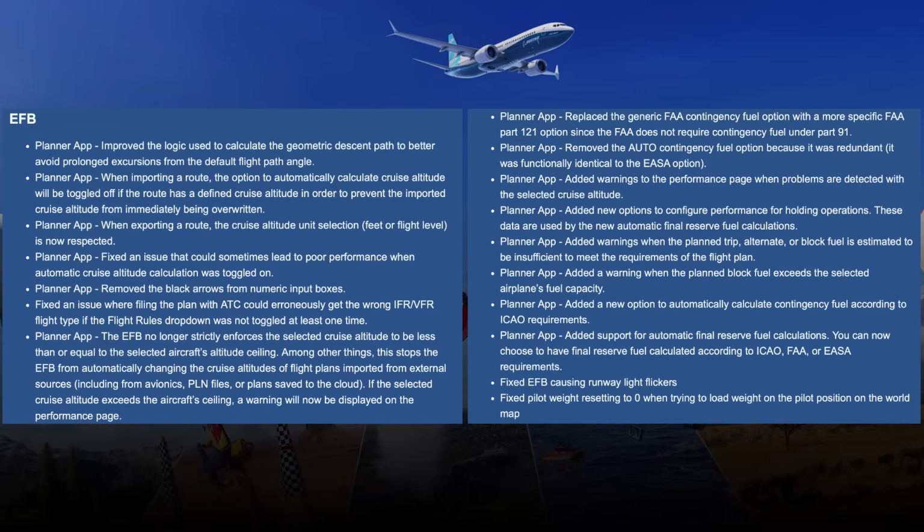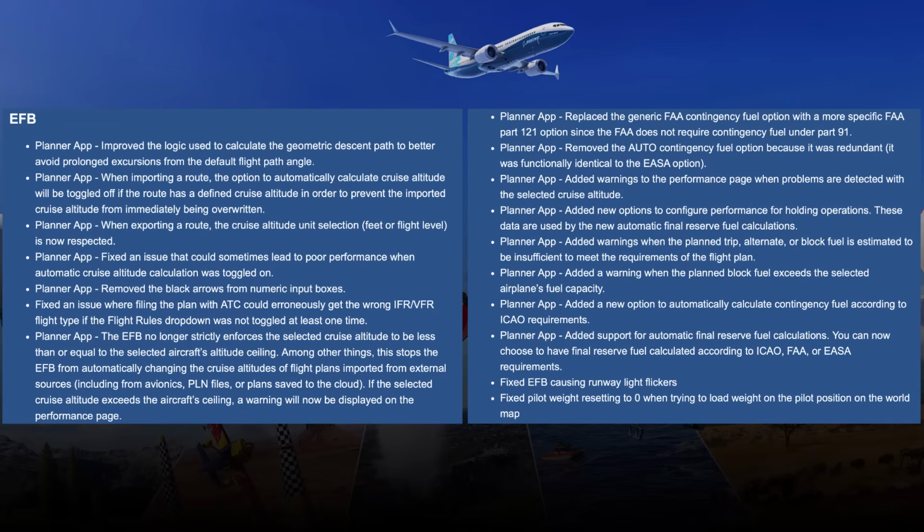The EFB no longer strictly enforces the selected cruise altitude to be less than or equal to the selected aircraft's altitude ceiling. Among other things, this stops the EFB from automatically changing the cruise altitudes of flight plans imported from external sources, including from avionics, plan files, or plans saved to the cloud. If the selected cruise altitude exceeds the aircraft ceiling, a warning will now be displayed on the performance page.